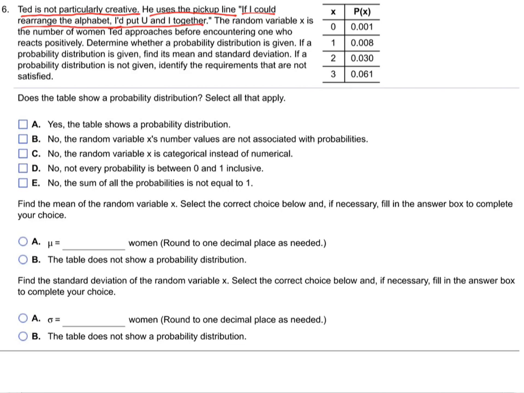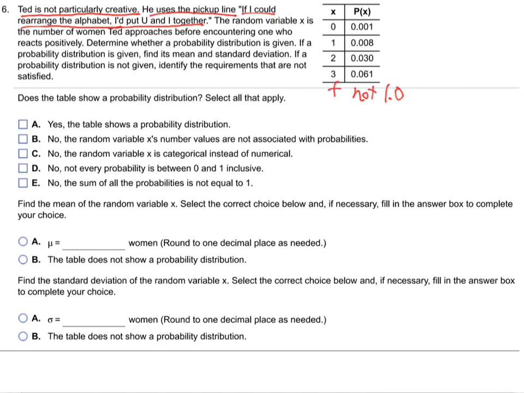But anyway, whatever. Okay, so the random variable X is the number of women Ted approaches before encountering one who reacts positively. Determine whether a probability distribution is given. If a probability distribution is given, find its mean and standard deviation. All right. So is that a probability distribution? No. How do we know it's not? They don't add up to 1. If you add these up, I don't know what it is, but it's not 1.0, is it?